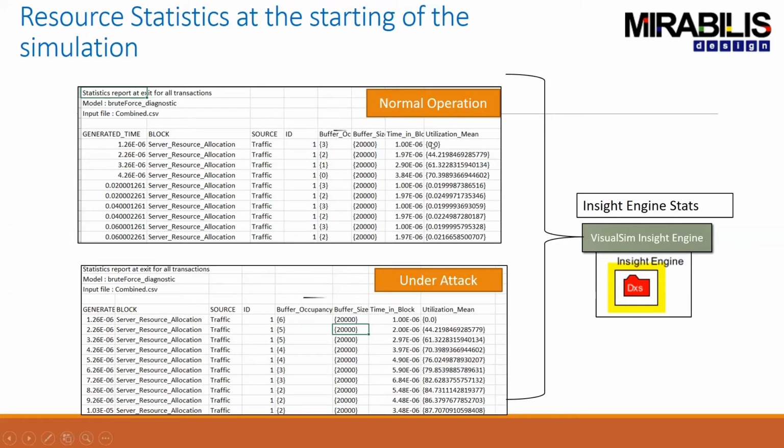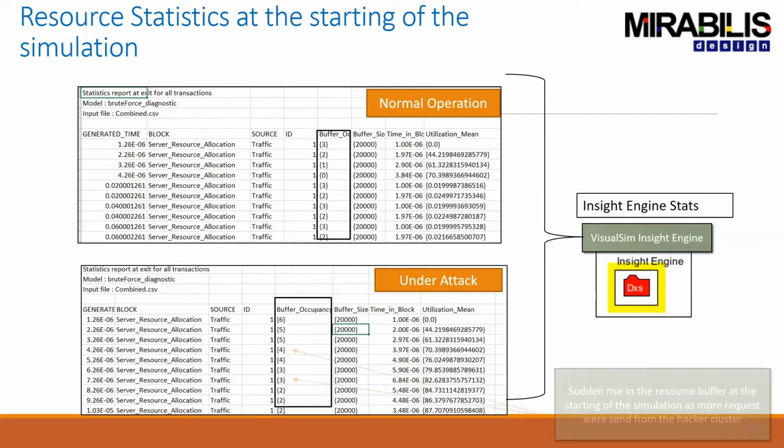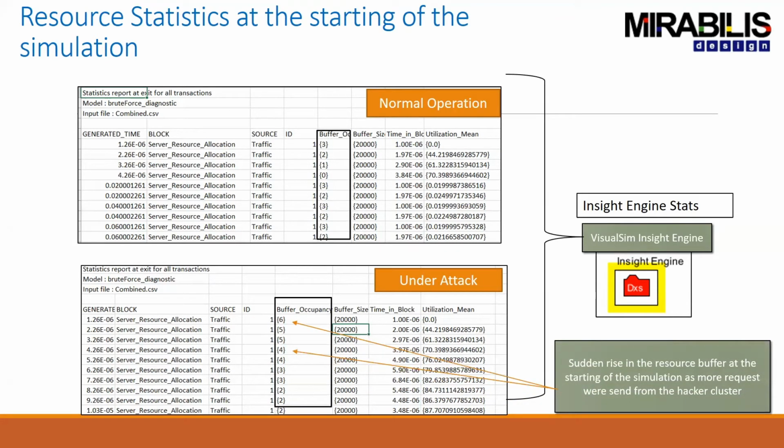So what we observed was that the stats from the buffer occupancy are very interesting. As you can see, initially in the normal operation, the buffer occupancy was around 3. Whereas when the model was under attack, we recorded a buffer size around 6, higher than what we observed in the normal operation. As the number of requests suddenly increased from the hacker cluster, we see that the packets in the server started to fill up. So this is one way to identify from the statistics which algorithm is failing.